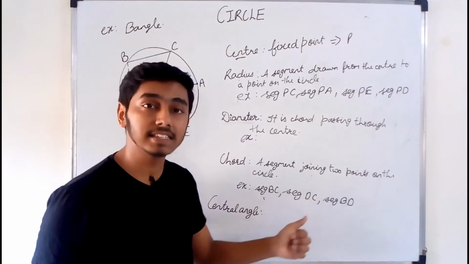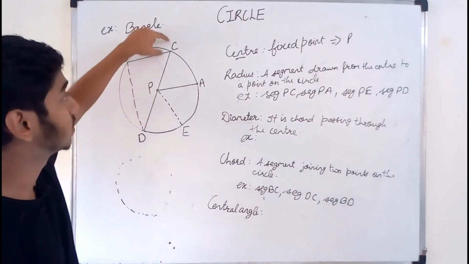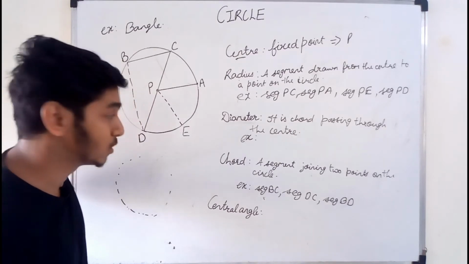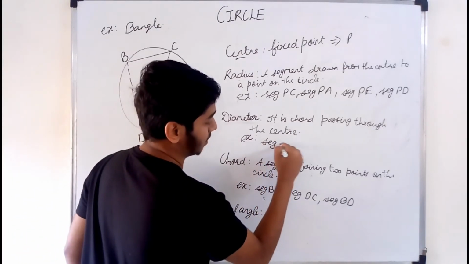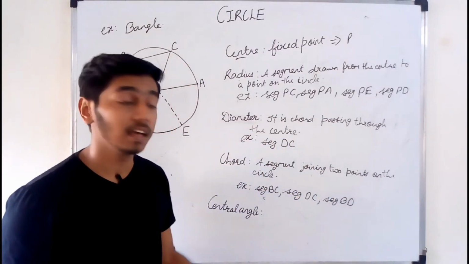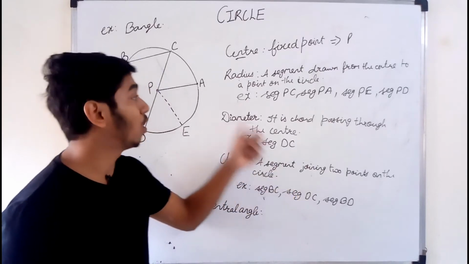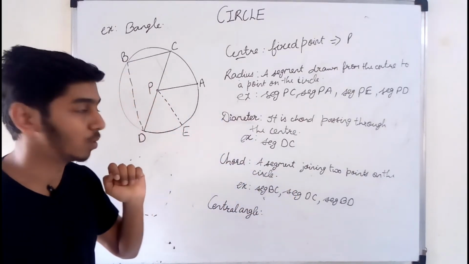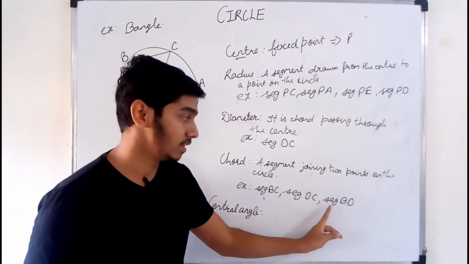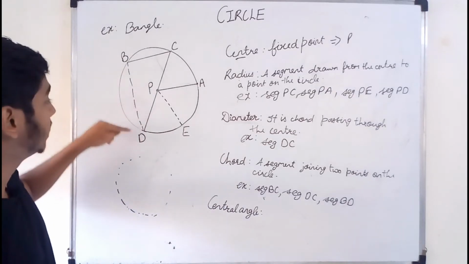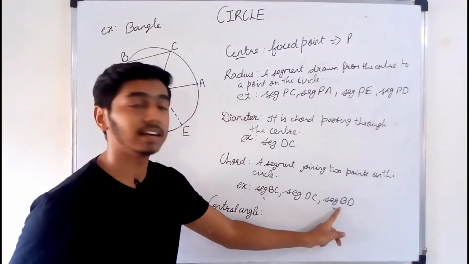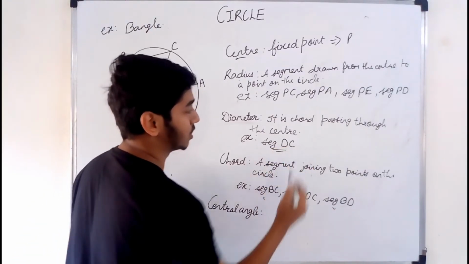Let's check for segment DC. It's DC. Is it passing through the center? Yes, it is passing through the center which is P. So we can say segment DC is the diameter. Why? Because it is a chord and also it passes through the center P. Okay. I hope it's going easy to understand also. So let's see segment BD. Now this is BD. Is it passing through the center? No. So this will also not be the diameter. Correct? So this is what we get.